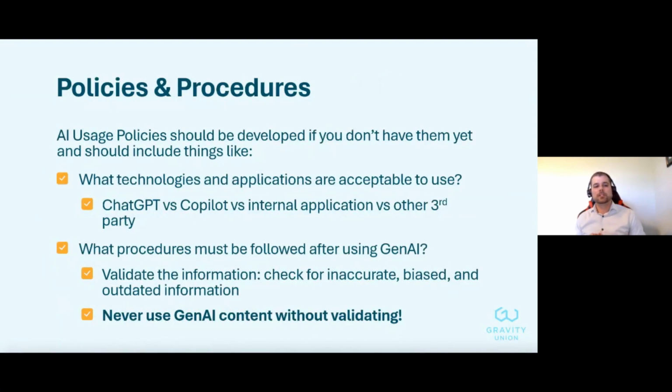So policies and procedures is going to be a big one. You do need your AI usage policy if you don't have one. And you need to start communicating this to your employees, because if you are not, they may very well be using technology that they shouldn't be. They may be putting information into that technology, not understanding it, that they shouldn't. So if you're not having these policies, if you don't have these communications, you do need to start doing that. You need to start defining things like what technologies and applications are acceptable to use.